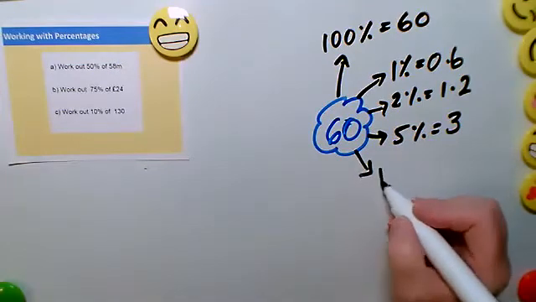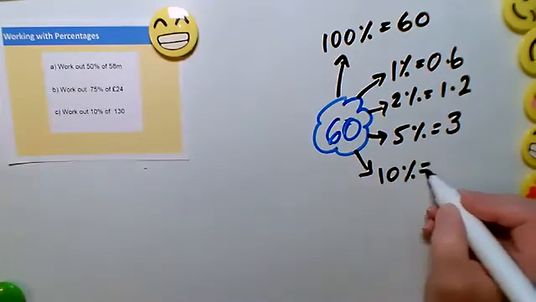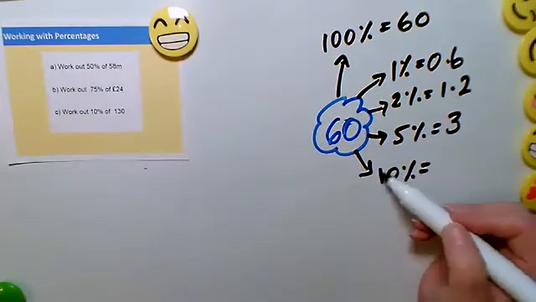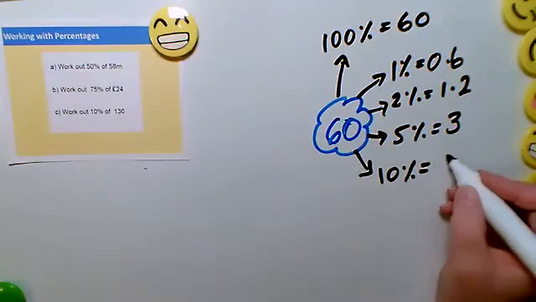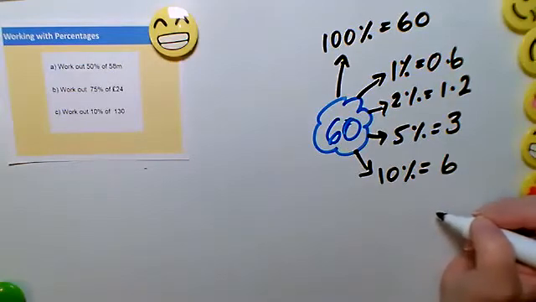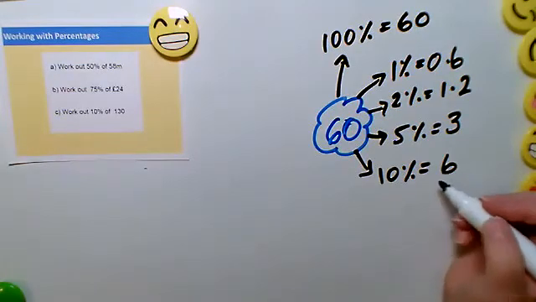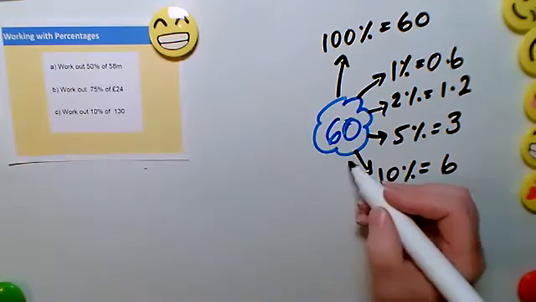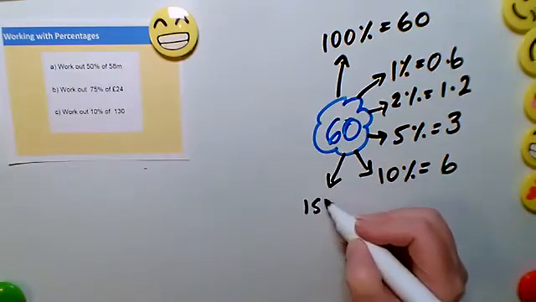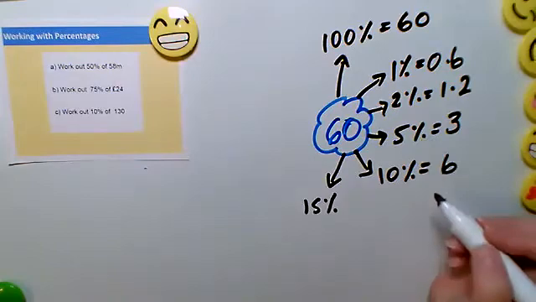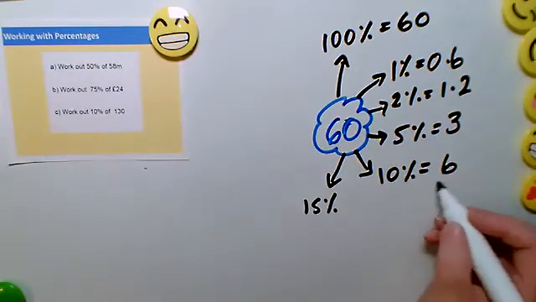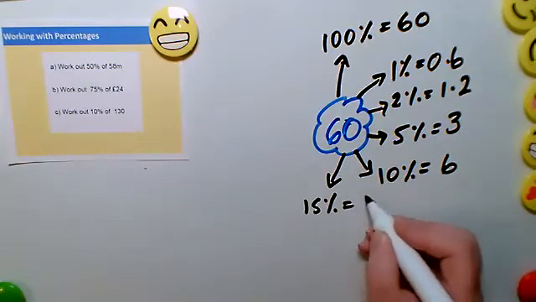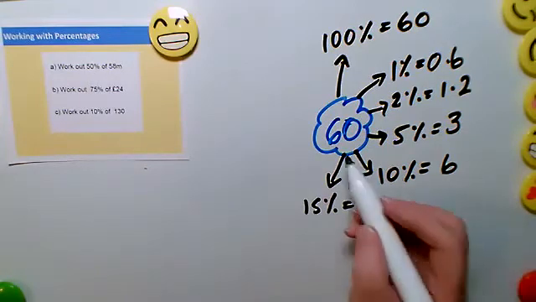Another very useful percentage to be able to work out is 10% of a number. 10%, well, that would be dividing this number by 10. So 10% of 60 is 6. Now, it's easy to work out what 15% would be. 15% is the 5% plus the 10%. So 5% was 3, 10% was 6, so 15% would be 9.